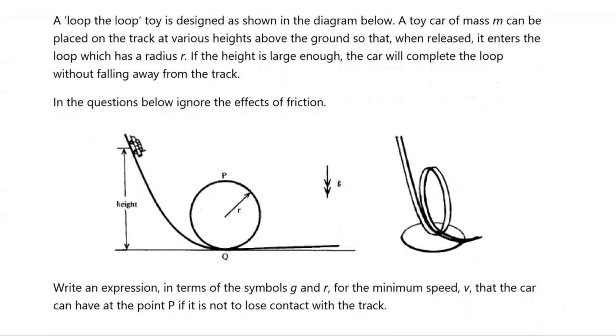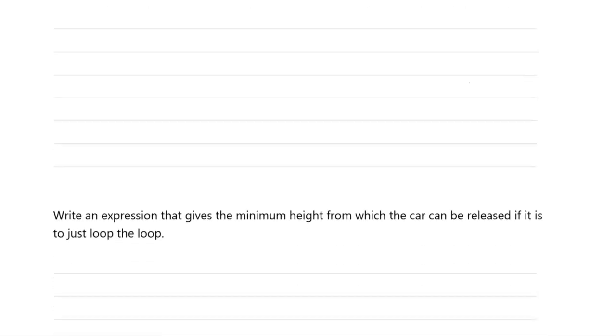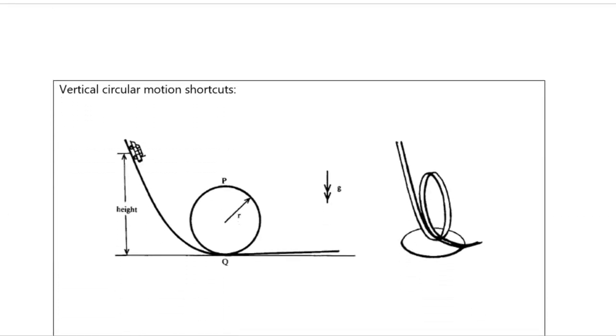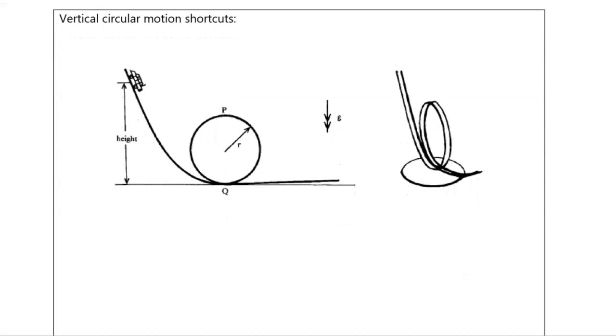Okay, this last question we're going to look at next lesson together because I want to make sure that you have understood these fundamental points that we've spoken about. And we'll also, in a little bit, talk about some shortcuts that we can use for vertical circular motion, particularly these questions that involve loop-the-loop situations.